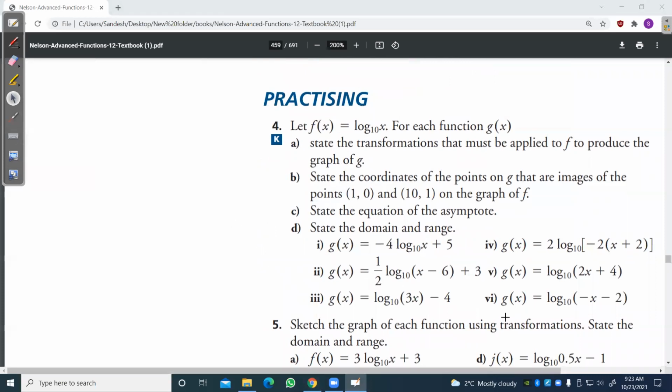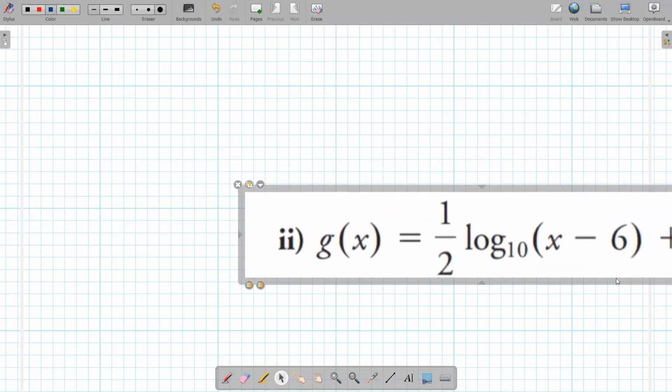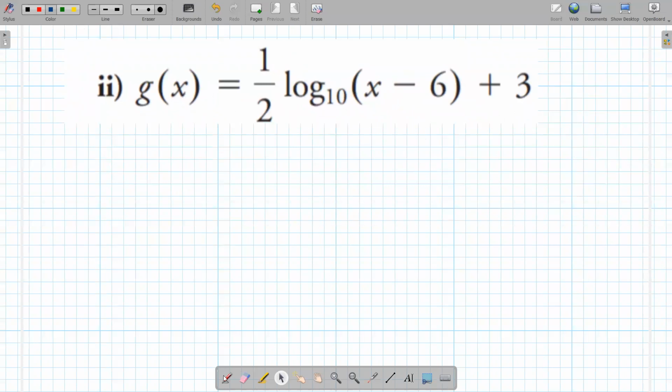We're going to do this one, but with a little twist. I'm going to put a -3 here, just so we have all 4 transformations. So we have 1 over 2 log base 10 of -3x minus 6 plus 3.